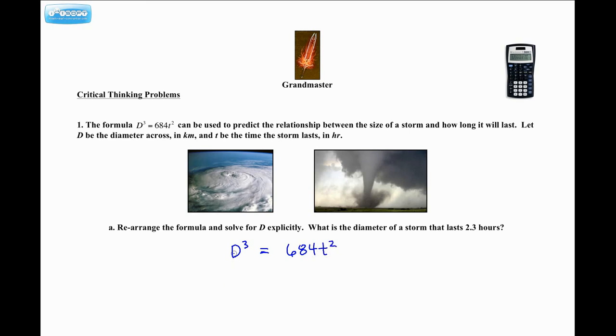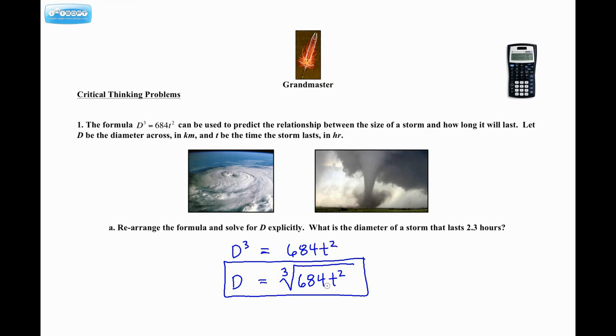Okay. Well, how do you undo a cube? Well, that is to take the cube root. So if d cubed is this mess over here, that means d must be the cube root of this mess. So I put a little 3 here, and I write the root, and I make sure that everything fits underneath the 684 and the t squared. Right? So that is what d equals explicitly.